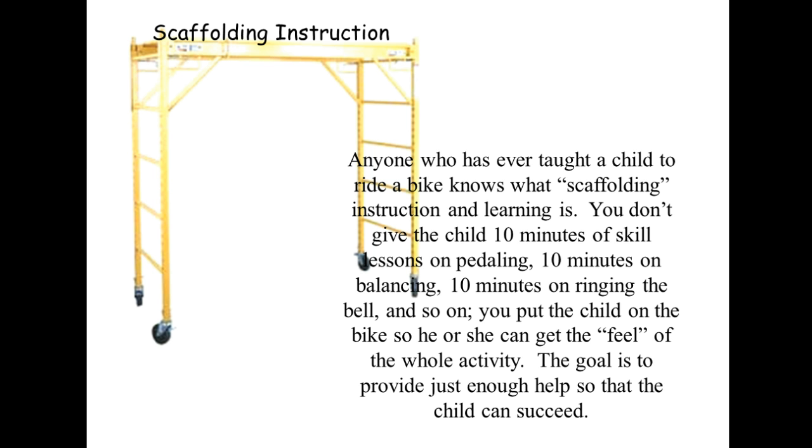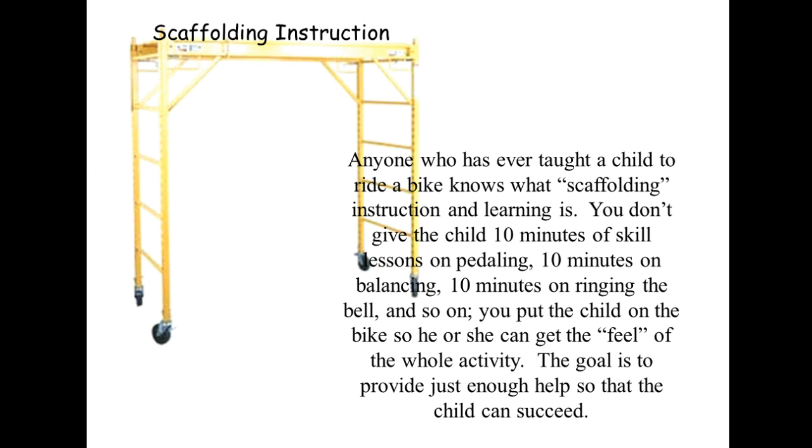Scaffolding instruction is something you've most likely heard about in your studies or in your teaching, but it's something we want to remember because it's very important, and in the press of modern education we often forget that scaffolding is important. And if you've ever helped or remember yourself learning how to ride a bike, you know what scaffolding instruction is.